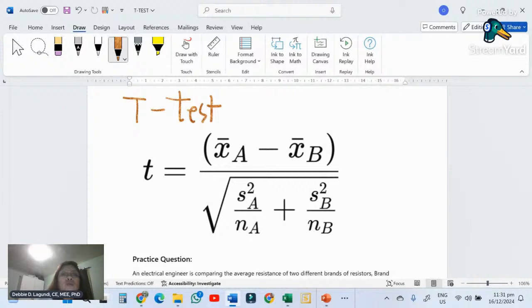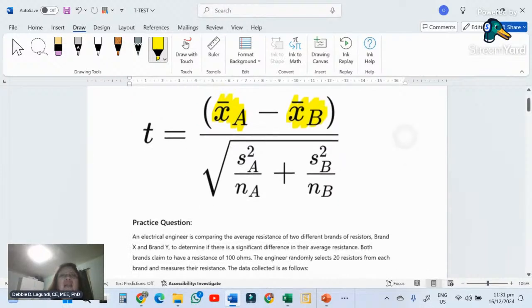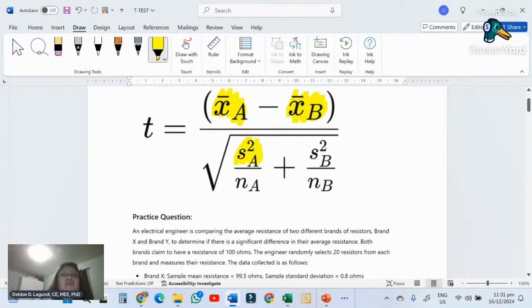Now, there are two samples for this t-test. You will just be comparing two groups. As you can see here, I've got the mean of sample A and the mean of sample B, and you have the standard deviation of sample A and the number of samples you have in the A group, and then you have the standard deviation of the B group and the number of samples in the B group.